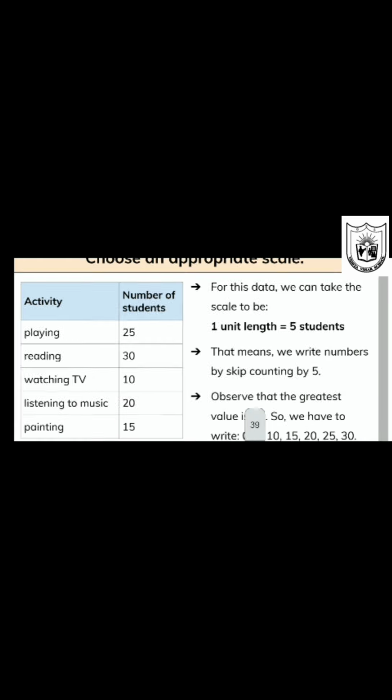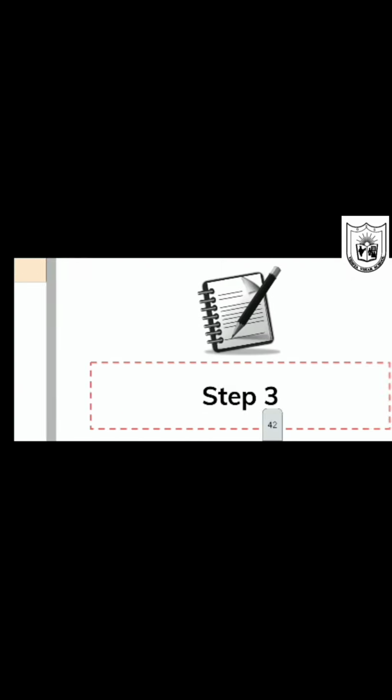Okay, let's go ahead. Step 2. What is step 2? Place different activities at equal distance from each other. Okay, place the activities on the horizontal axis: playing, reading, TV, music and painting.